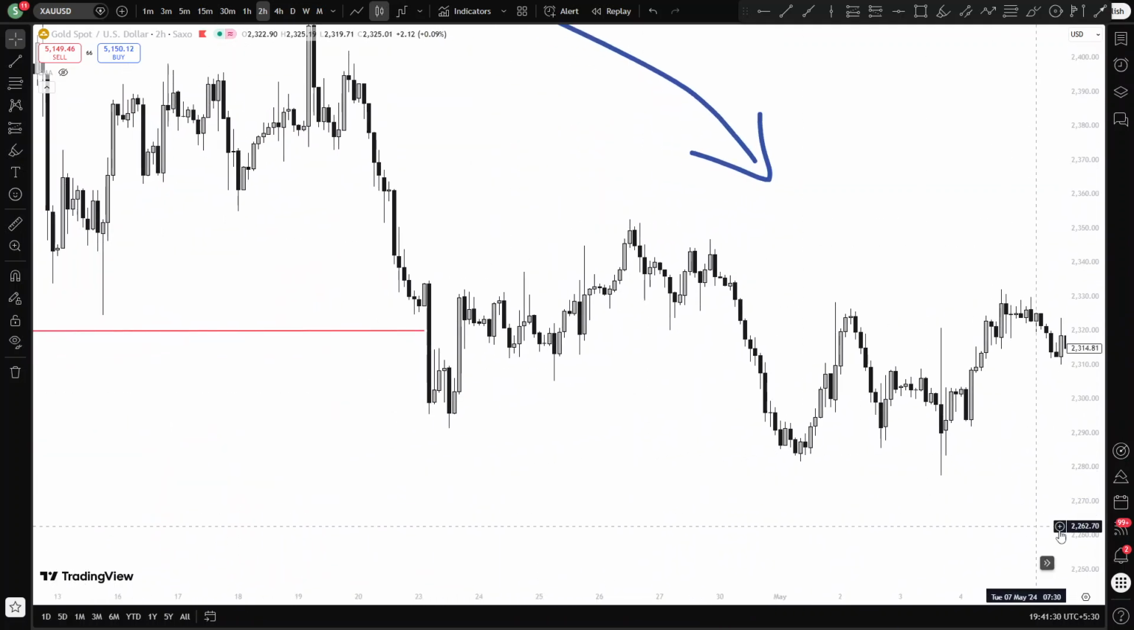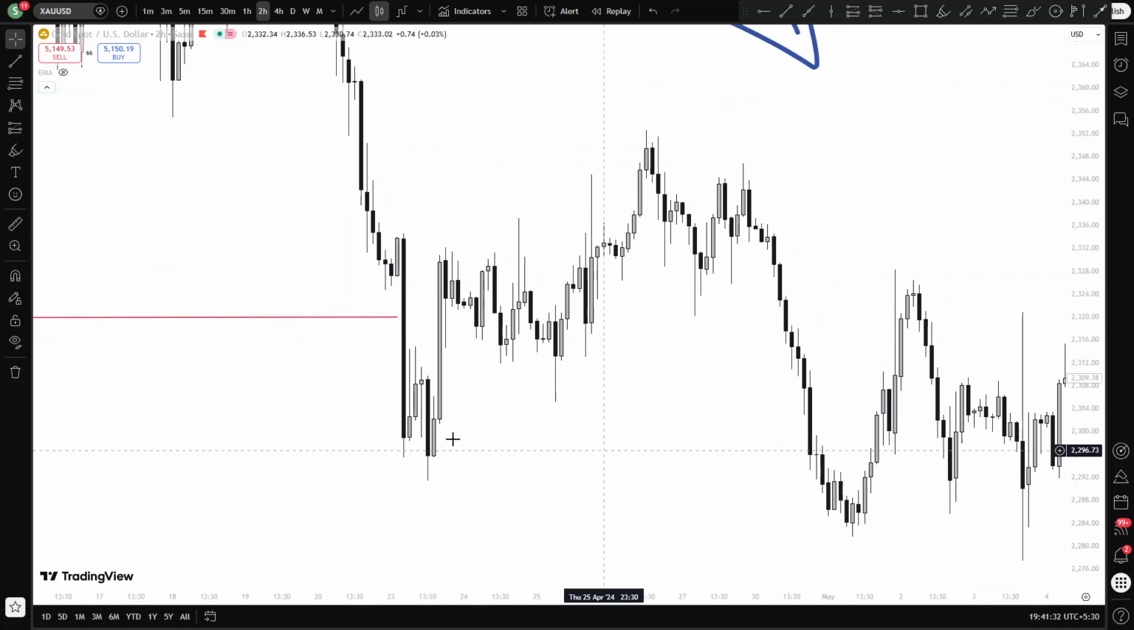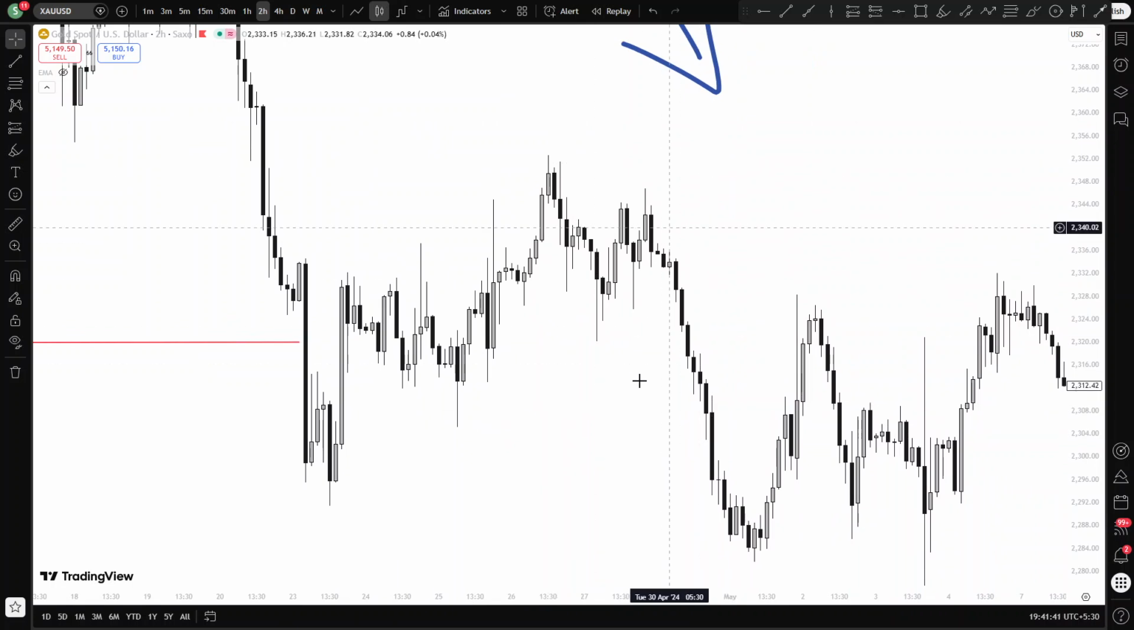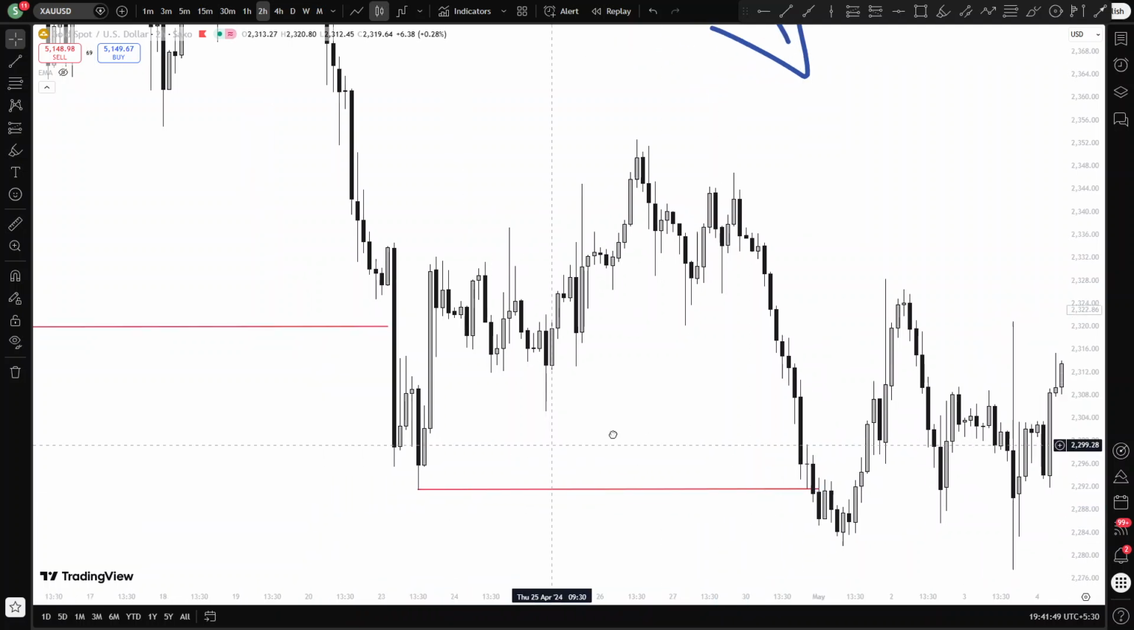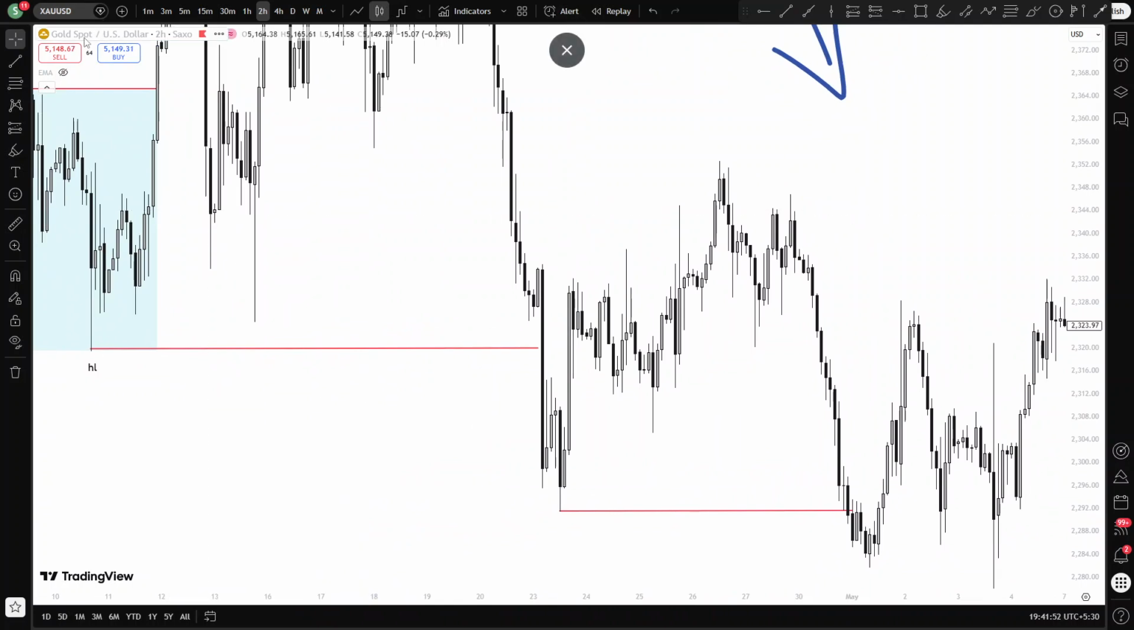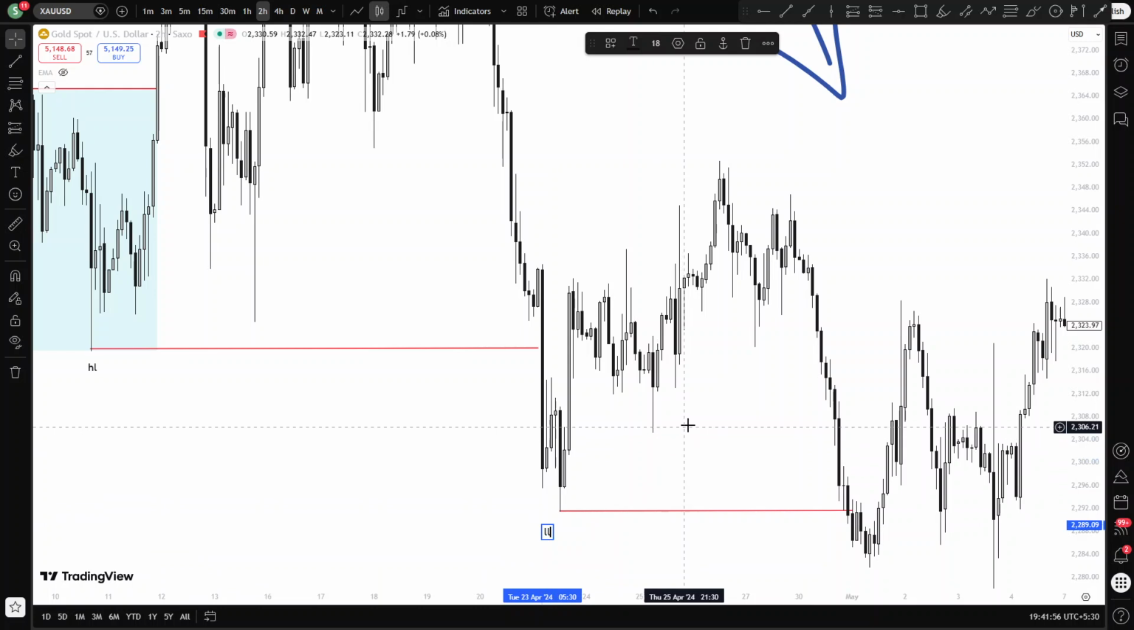Okay, here. So the market, after giving us this breakout, gives us a liquidity sweep and gives us this pullback. After giving us the pullback, what did we say? We say the market is going to create a lower low. Okay, this is now our lower low. We now have a lower low.